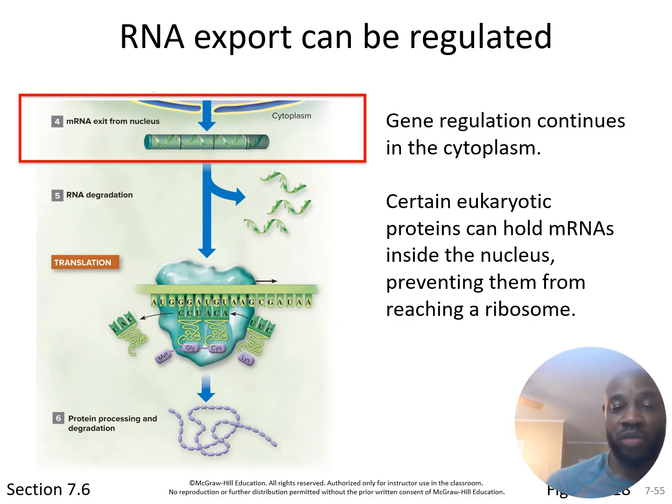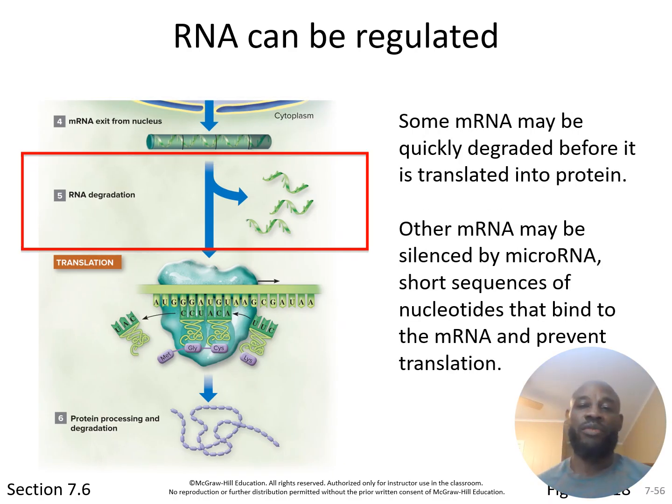RNA export can also be regulated. So there are multiple ways: transcription factors, how we process the mRNA, but also how we export the mRNA. Gene regulation continues in the cytoplasm, but certain eukaryotic proteins can hold mRNA inside the nucleus, preventing it from reaching a ribosome. If the mRNA doesn't reach a ribosome, then we don't have translation. So we can control it. That's another way this process can be controlled. Some mRNA may be quickly degraded before it can be translated into protein. Another way it can be controlled.